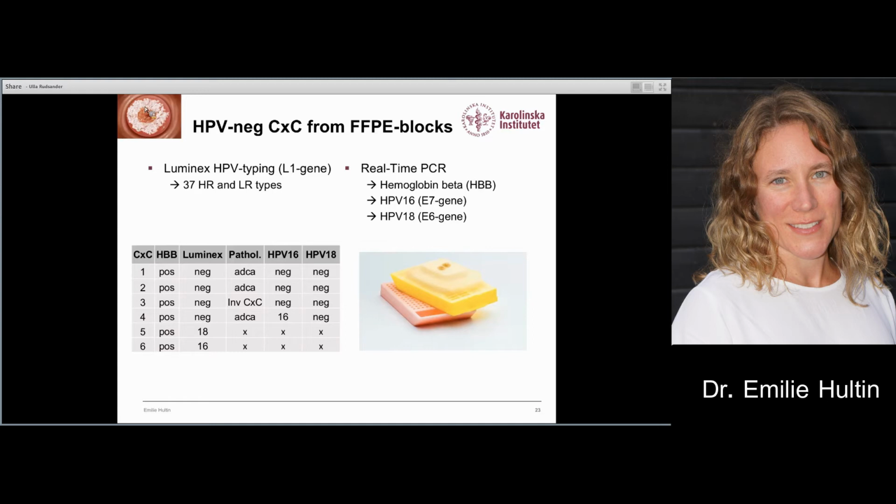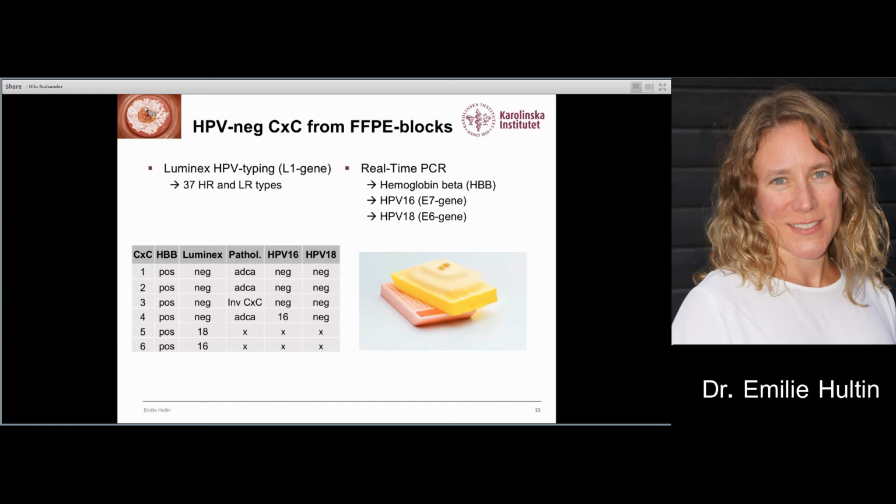We also performed real-time PCR for HPV-16 and HPV-18 of these HPV-negative cervical cancers. And now sample number 4 was positive for HPV-16. However, the 3 other samples were still HPV negative.